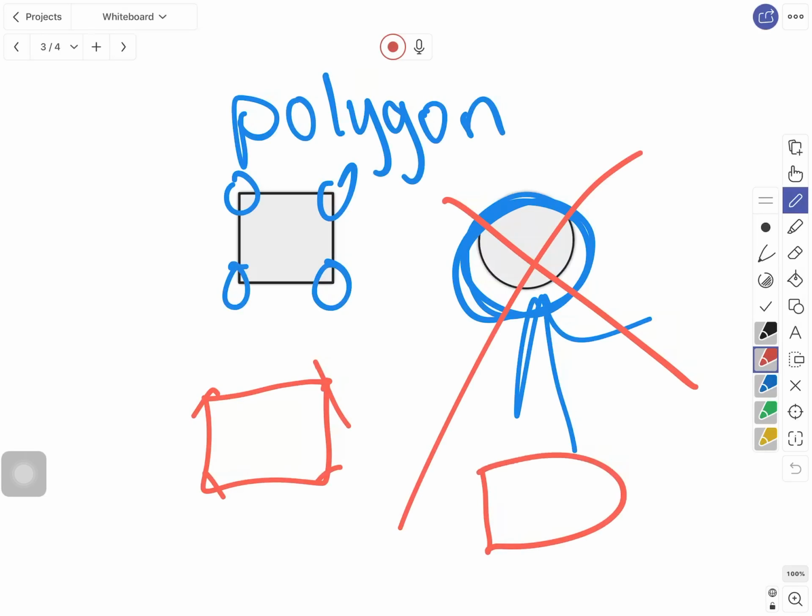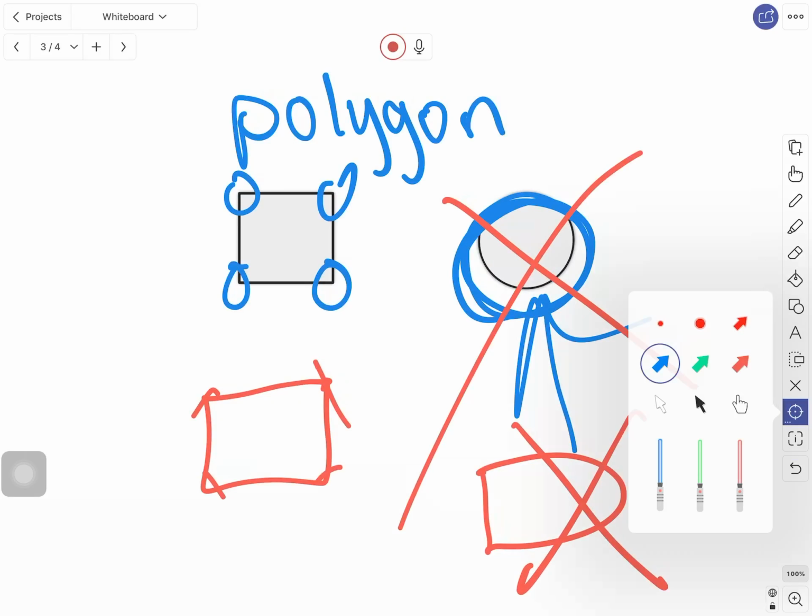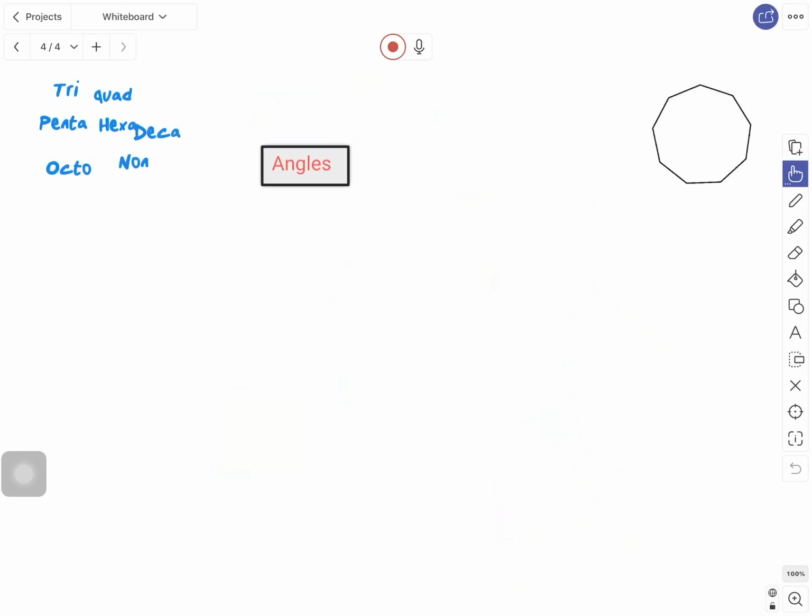What about this? Nope. As soon as you throw that curved side in, it doesn't work anymore. A polygon has to have many sides, no openings. So, polygon, not a polygon. Straight sides, no openings. Now we're going to talk about some very common polygons.